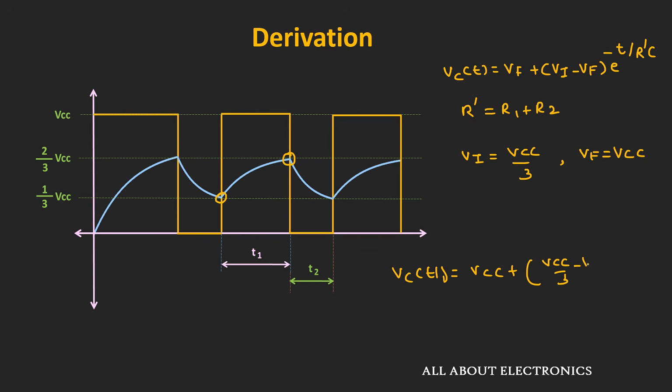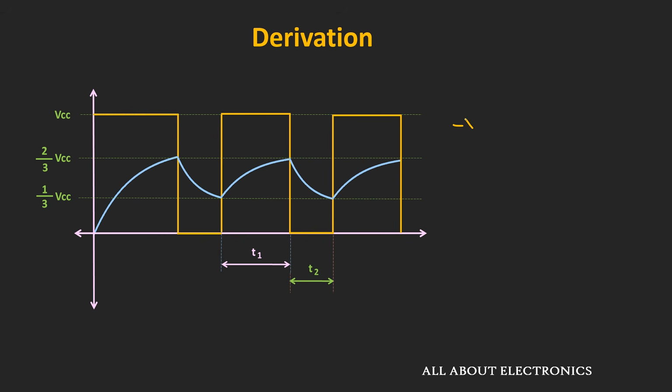So we can write this expression as Vc of T1 will be equal to VCC plus 1 by 3 VCC minus VCC times e to the power of minus T1 divided by R dash C. And the value of this Vc of T1 is equal to 2 VCC by 3. So we can write this expression as 2 VCC by 3 is equal to VCC minus 2 VCC by 3 times e to the power of minus T1 divided by R dash C. And further, if we simplify it, then we can write it as minus of VCC by 3 is equal to minus 2 VCC by 3 times e to the power of minus T1 divided by R dash C.